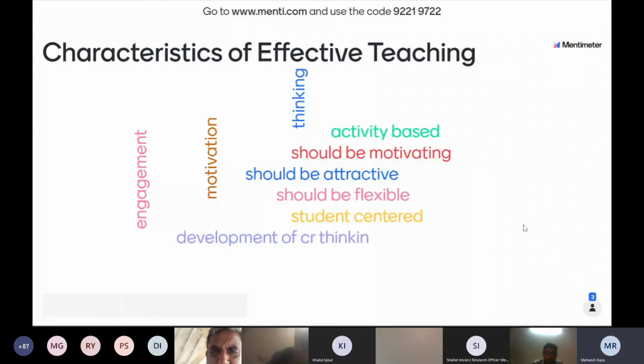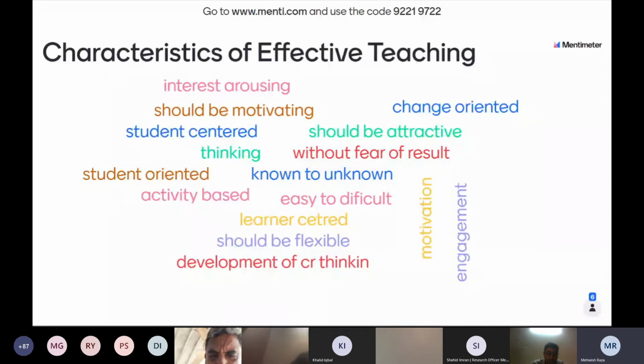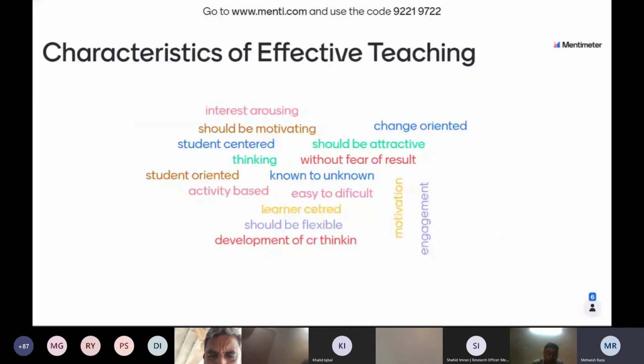In your opinion, active teaching promotes engagement. It motivates students. It should be activity-based. It should be student-oriented. It should progress from easy to difficult.